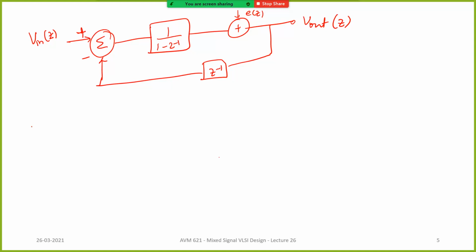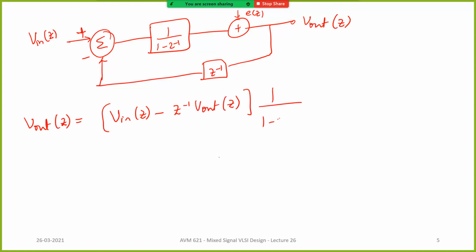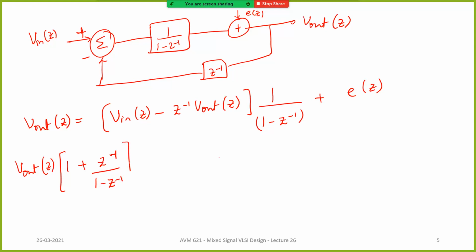Okay. What is V out of Z? V out of Z is nothing but V in of Z minus Z inverse times V out of Z. This whole thing is multiplied by this transfer function 1 by 1 minus Z inverse plus E of Z. Correct? So let us move some terms around and let's see what is V out of Z. V out of Z will be multiplied by 1 plus Z inverse divided by 1 minus Z inverse. Correct? Is equal to Vin of Z divided by 1 minus Z inverse plus E of Z.